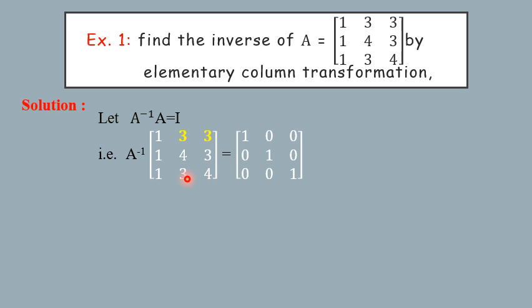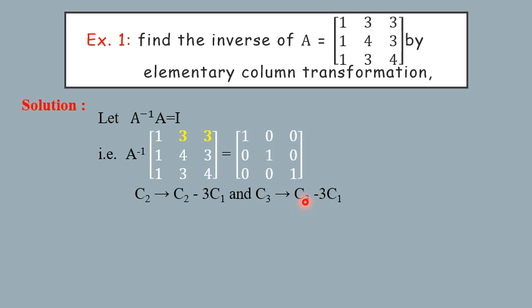Now here this element is already 1, so that means we have to reduce these two elements to 0 by using first column. Now to reduce this element to 0, we multiply this first column by 3 and subtract it from second column. And to reduce this element to 0, we multiply first column by 3 and subtract it from third column. That means we are performing these two operations. First one, C2 changes to C2 minus 3C1 and C3 changes to C3 minus 3C1.